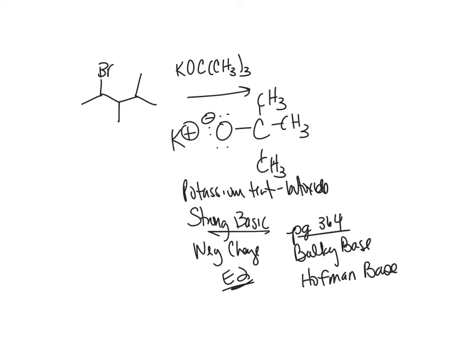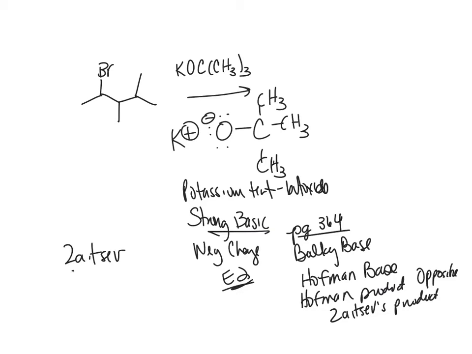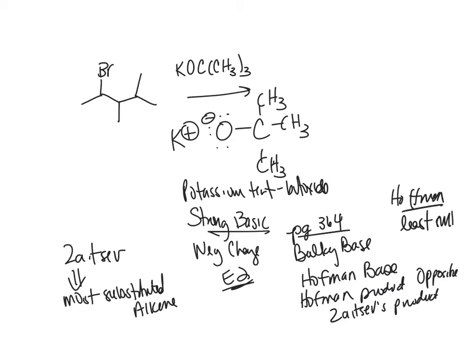And Hofmann gives you a Hofmann product. A Hofmann product is the opposite of a Zaitsev's product. So do you remember what a Zaitsev's product was? Zaitsev is the most substituted alkene. Okay, so a Hofmann is going to be the least substituted alkene. Now you see how I think about all this stuff and the reagents before I ever look at the problems. Okay, so that's how you solve these.